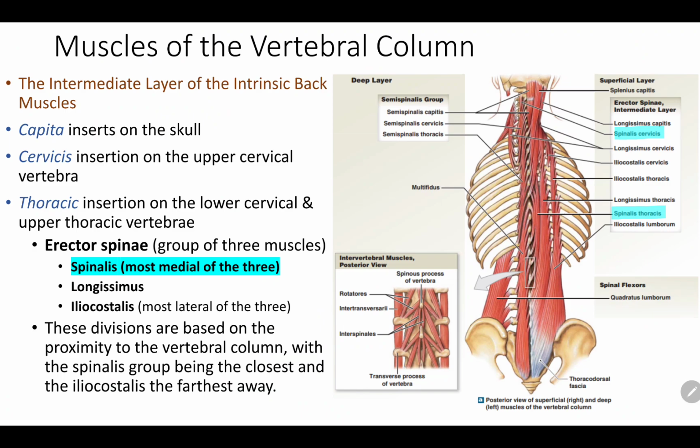So look at the muscles of the vertebral column. And so remember that we're going to have this intermediate layer that's going to be in the intrinsic back muscle. So you're going to have a capita. These muscles are going to insert on the skull. The cervices, these are going to insert on the upper cervical vertebrae. And the thoracic muscles, these are going to insert on the lower cervical and upper thoracic vertebrae.